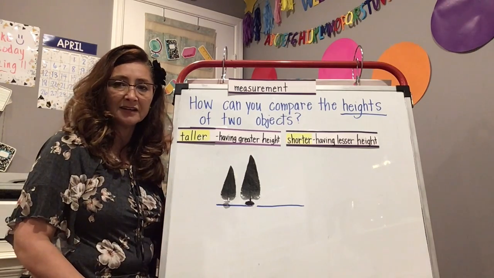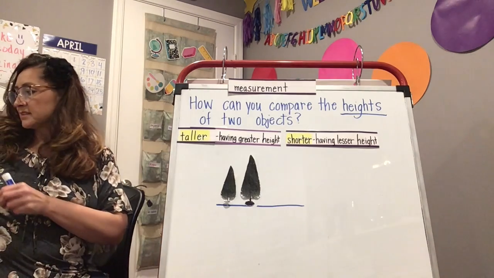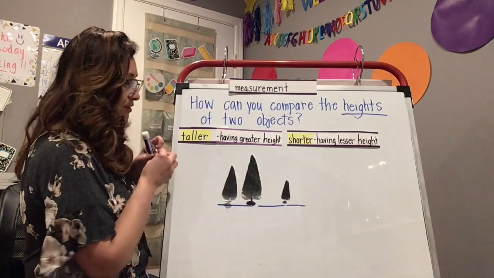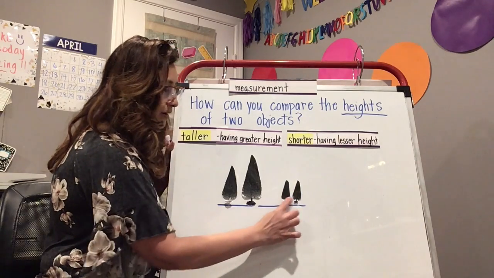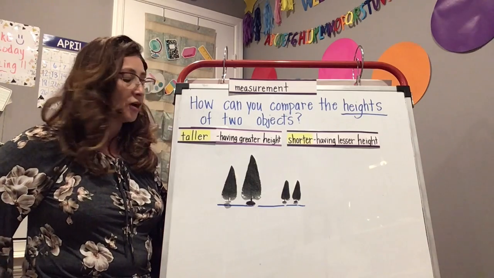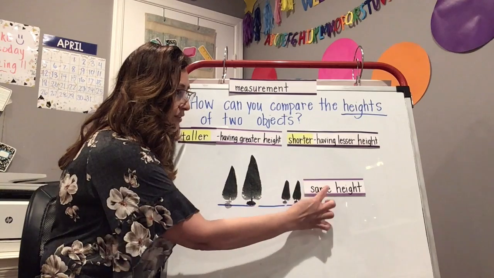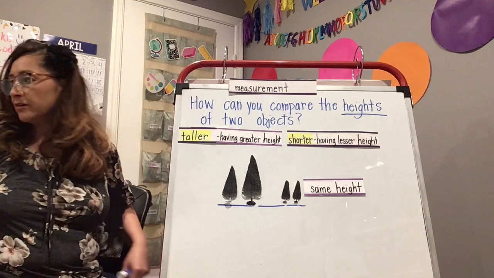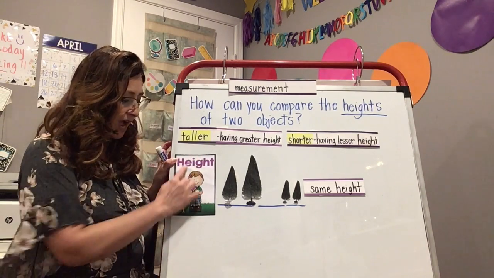Now, remember, we might have some objects like these two that are also trees, but I want you to take a look at these two and let's compare them. What do you think about these two? Yes, you're right. They are the same. So for those, we say same height. These two trees are the same height.